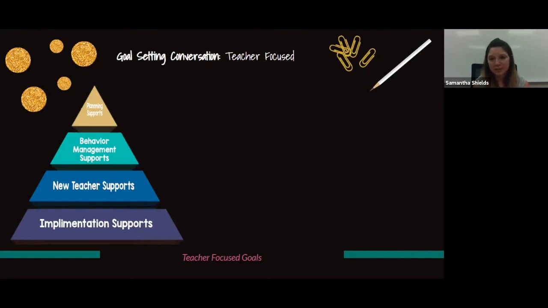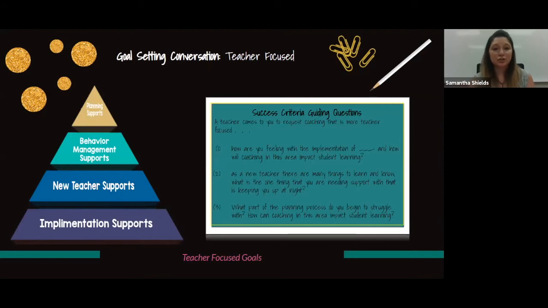There's a bunch of other things that teachers might need your support with, but those are areas that teachers also need support. And so here's some success criteria I've come up with in my little head for that. A teacher comes to you to request coaching that is more teacher focused. How are you feeling about the implementation of XYZ, and how will coaching in this area impact student learning? So if they want you to help with a resource, how is that going to help with student learning?